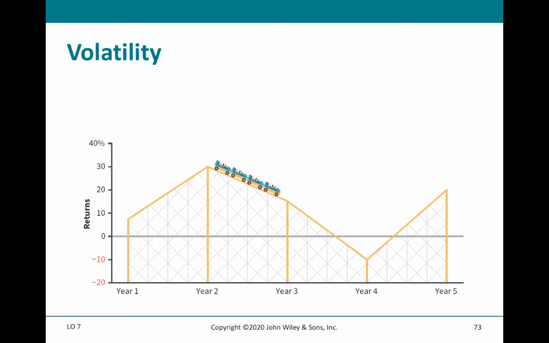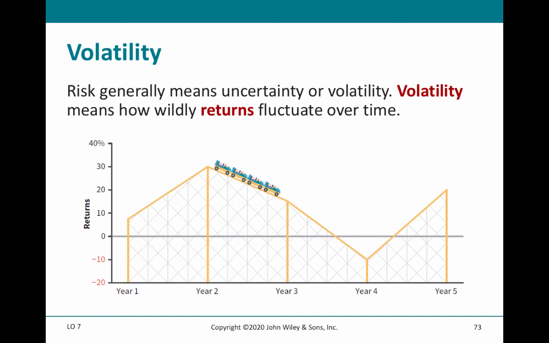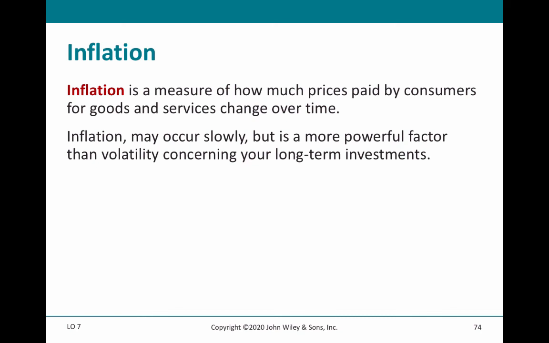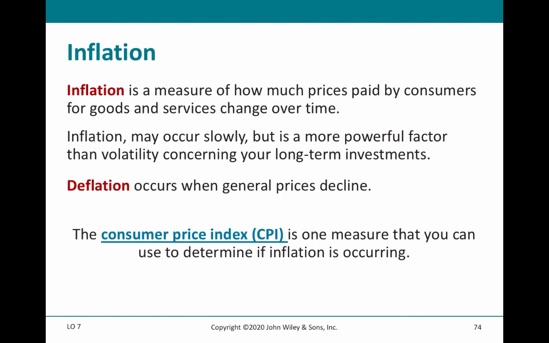Volatility is like a roller coaster. If you were looking today, this would be what we've seen in the last week in the stock market. Sometimes this happens over years. Volatility measures the ups and downs, the changes. Inflation is the measure of how prices paid by consumers and goods change over time. Sometimes it occurs slowly, sometimes it takes a long time, and sometimes deflation happens when the prices go down. The CPI, or the Consumer Price Index, helps you measure if the inflation is occurring.